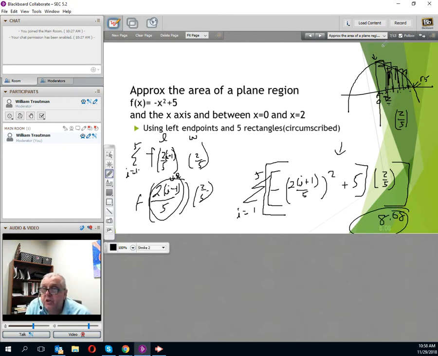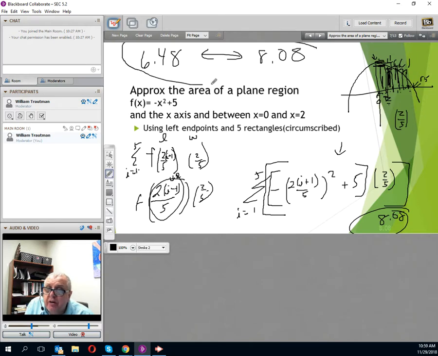The answer is 8.08. Do you see the first one was 6 point something because there were gaps missing? This one is more, 8.08, because the rectangles fall outside. When you use the left endpoint in this case, the rectangles fall outside, so the area is more than what it actually is. If we use the right endpoints, the area is less than what we have. So our true area should be somewhere between 6.48 and 8.08. It doesn't necessarily fall right in the middle, but it should fall somewhere between.